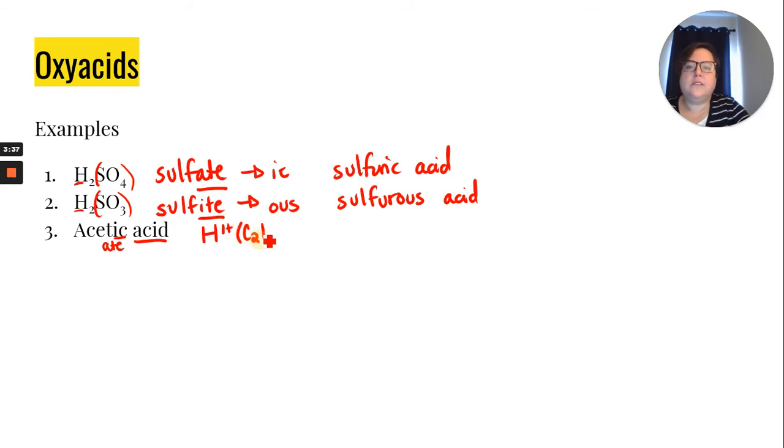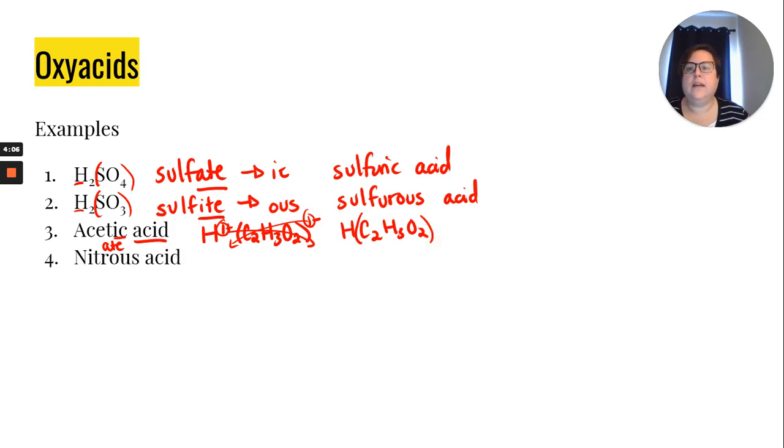So you have C2H3O2 with a minus charge. Remember that that's a -1. And then you would cross your charges to the outside of those parentheses. And so you get HC2H3O2. We don't need the parentheses because there was only one of them. If you left parentheses there, it's fine. It's still considered correct.